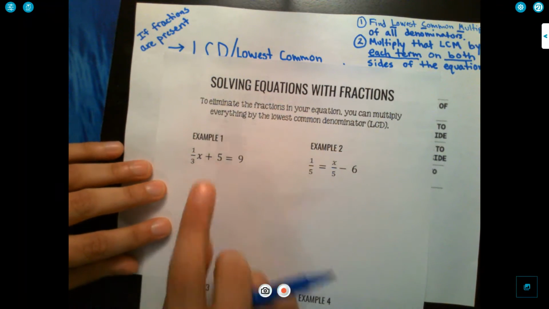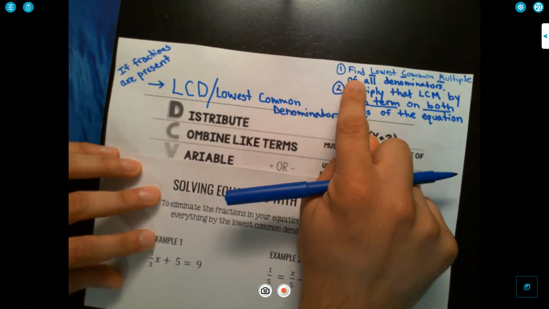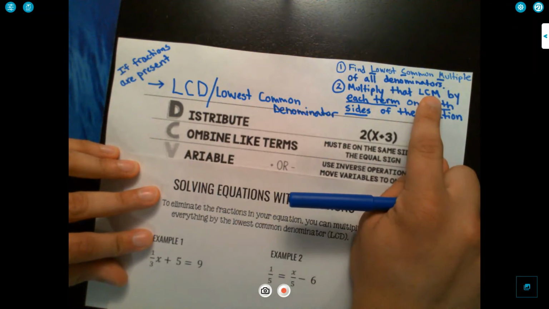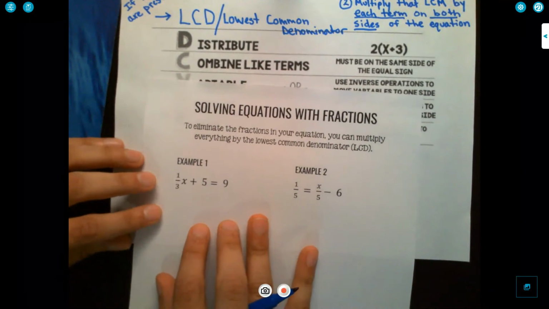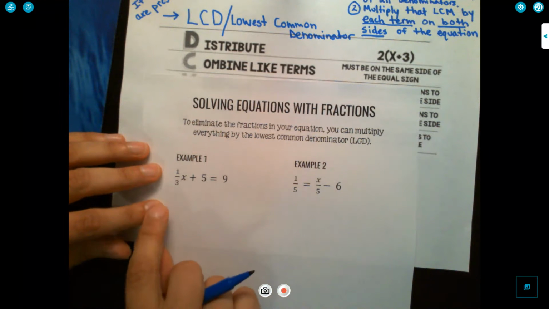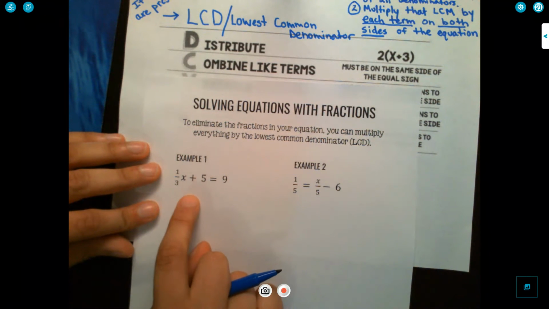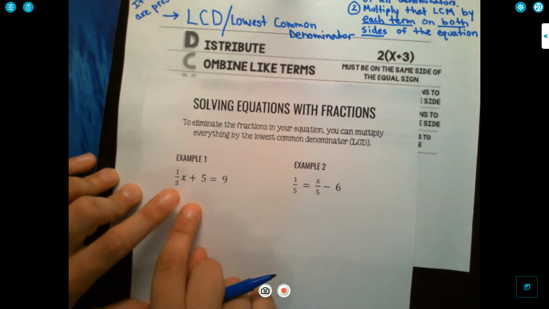Coming down here to example 1, let's read step number 1. Find the lowest common multiple of all denominators. The lowest common multiple is the same thing as the lowest common denominator, except that you're just looking at the denominators. We'll just do number 1. Looking at example 1, we notice that there's only one fraction. Great, that makes it easier for us.